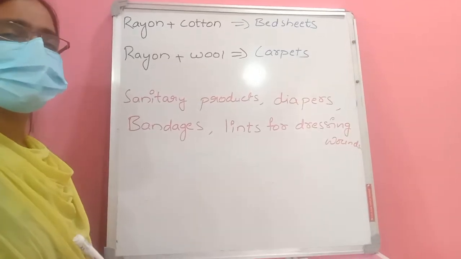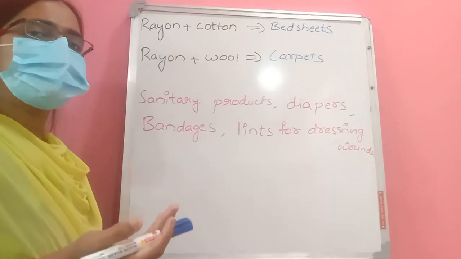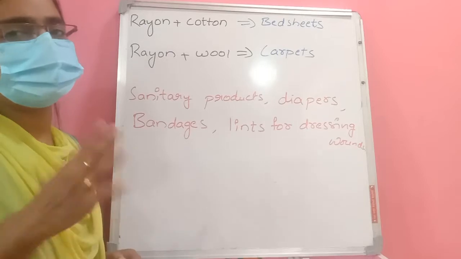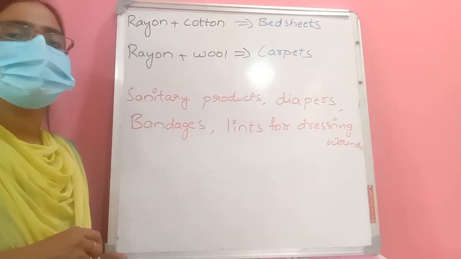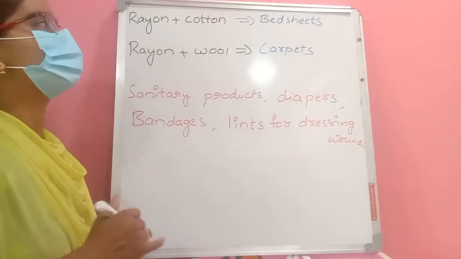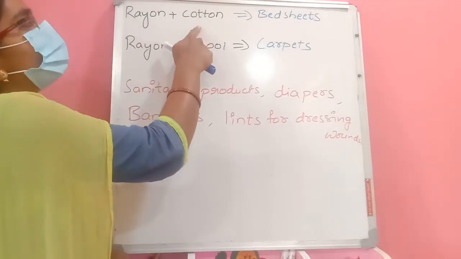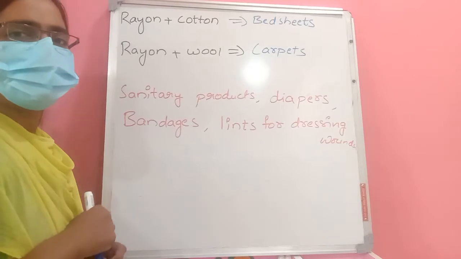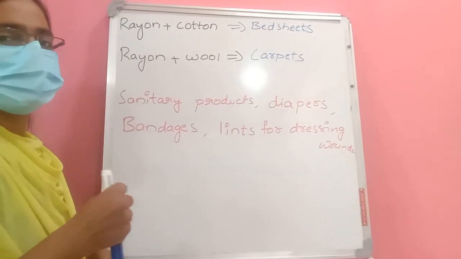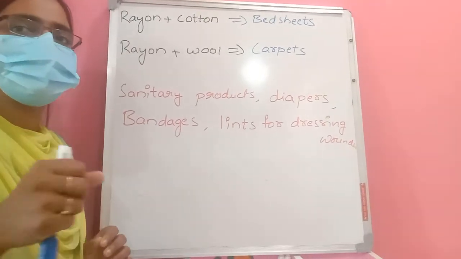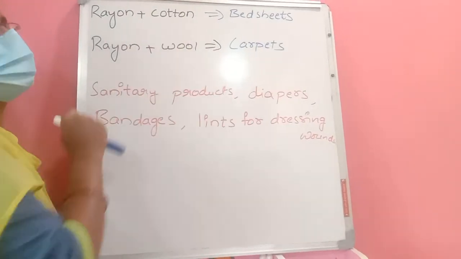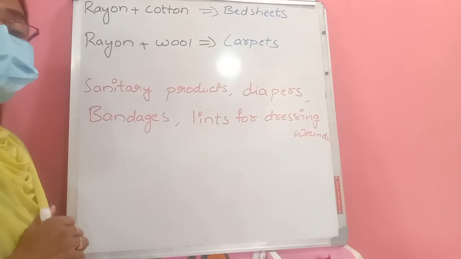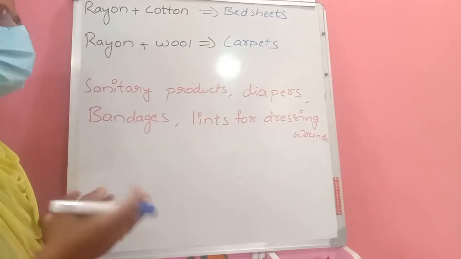Rayon is cheaper than silk. We get rayon at a cheap cost, and it looks like silk, so most people prefer it. If we mix rayon with cotton, we can prepare bed sheets. Cotton wrinkles easily and breaks by washing. If you combine rayon and cotton, we can form bed sheets that cannot break that easily.